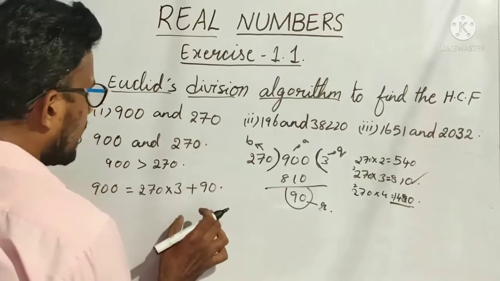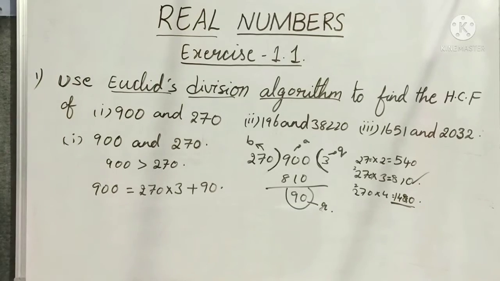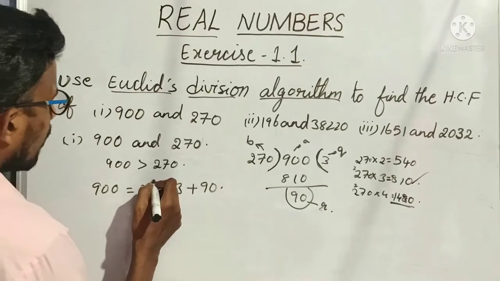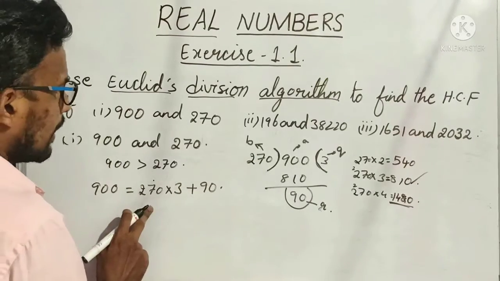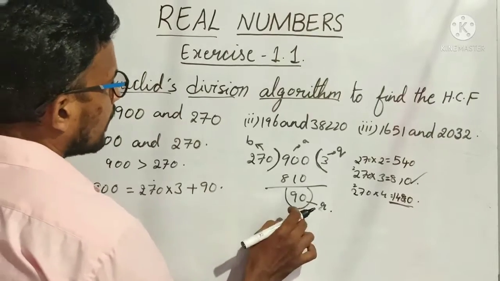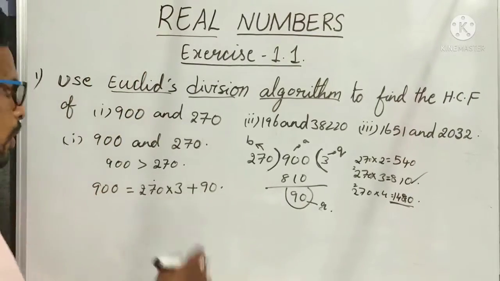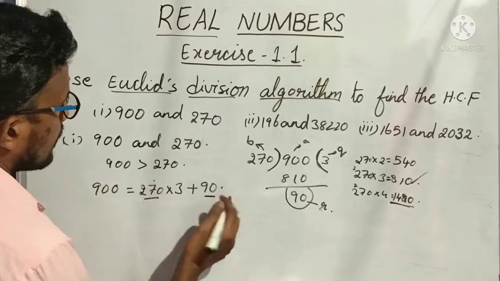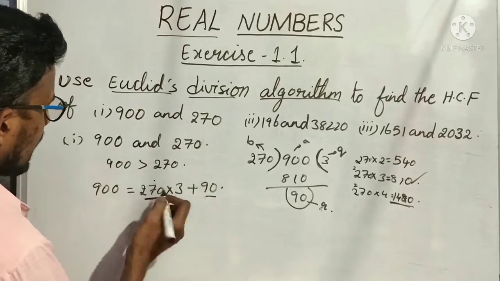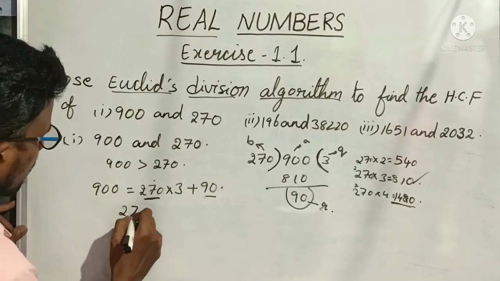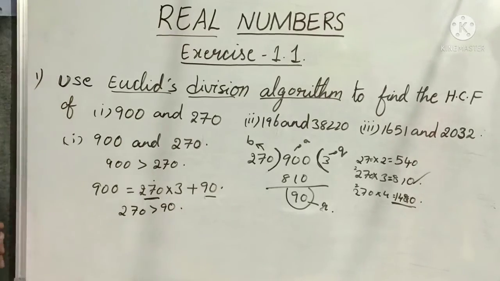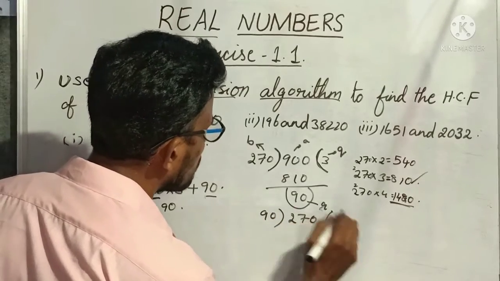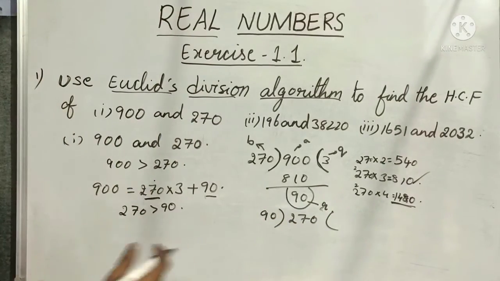When we get remainder 0, then we can choose the HCF. For which value of b we get the 0 remainder, that b becomes the HCF. But we are getting remainder 90 here, so again we have to continue the process by taking 270 as b and 90 as the new remainder, with 270 as a now. 270 is greater than 90, so now we have to divide 270 by 90. I hope everyone knows the 9 table.